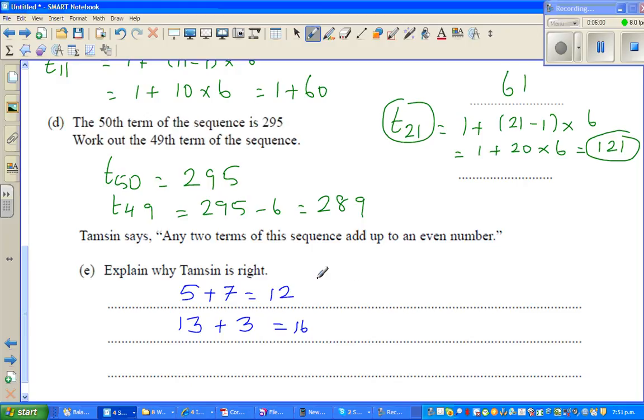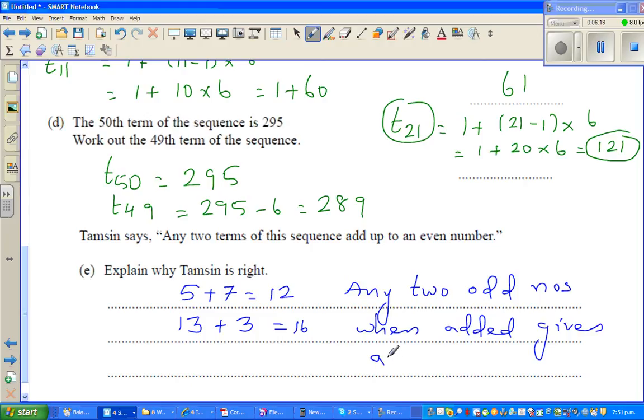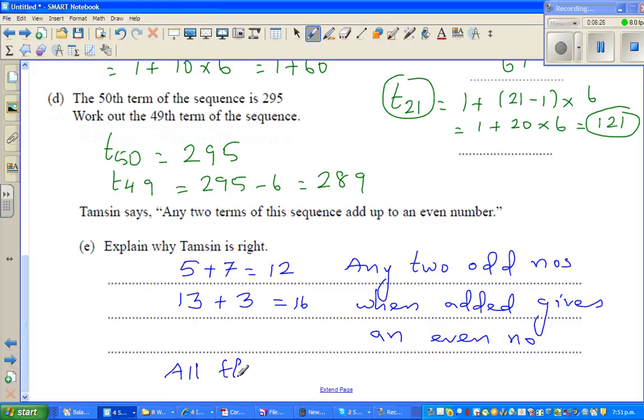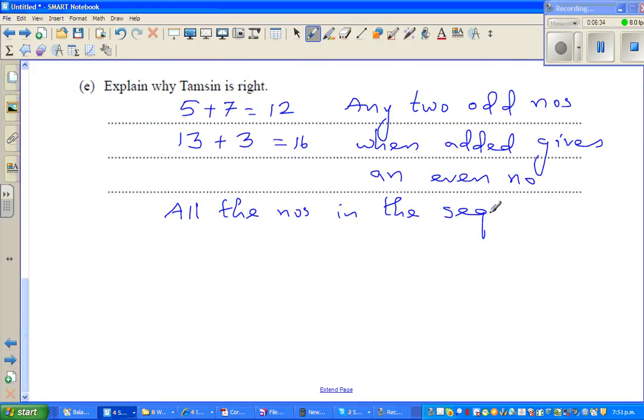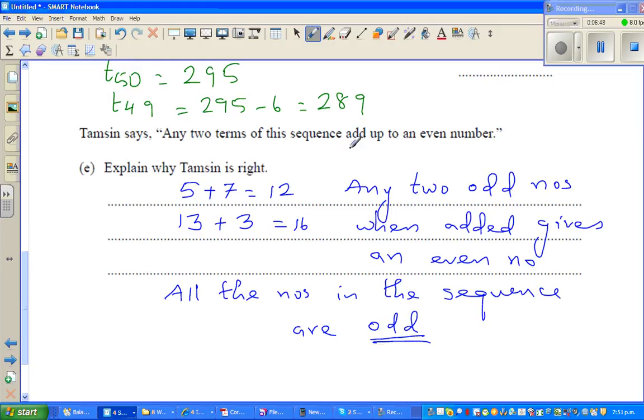So you can say the reason is that any two odd numbers, when added, give an even number, and all the numbers in the sequence are odd. This is a very interesting result. So if you add any two terms of this sequence, they add up to an even number because of this reason. See you in the next one.